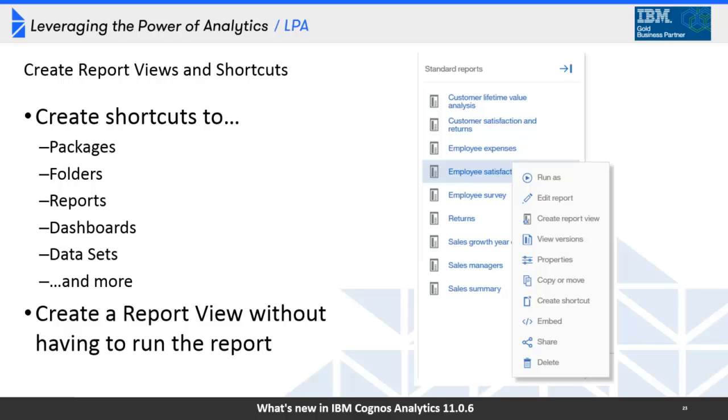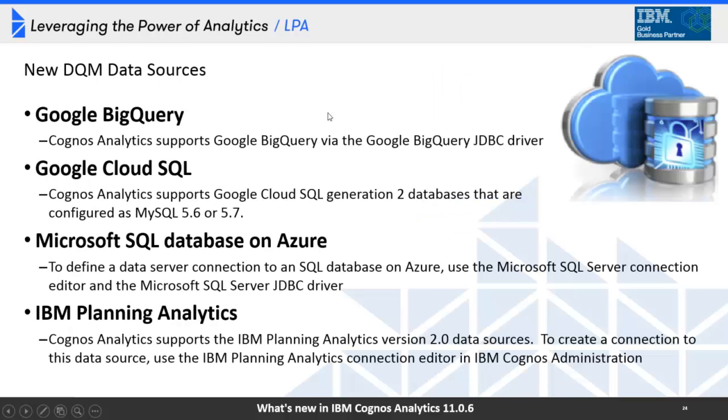Sometimes it's the little things that can make a big difference. To create a report view in previous releases, you had to run the report and then use the save icon to do save as report view. Shortcuts were very difficult to achieve in previous releases. Now, you can create shortcuts and report views simply by right-clicking on the object. So in the screenshot here, I right-clicked on the employee satisfaction report. I can quickly create a report view of it, or I can quickly create a shortcut to it. Again, sometimes it's the little things. So that's in Release 6 as well.